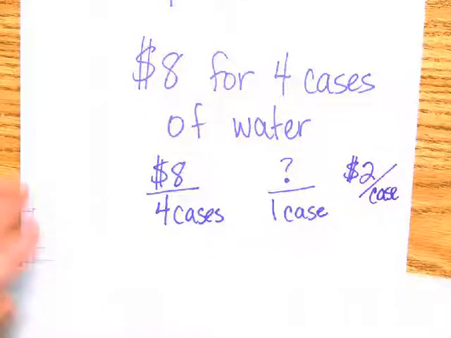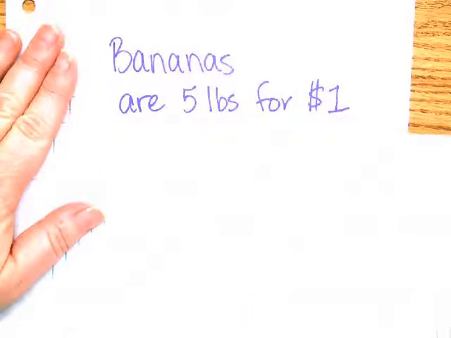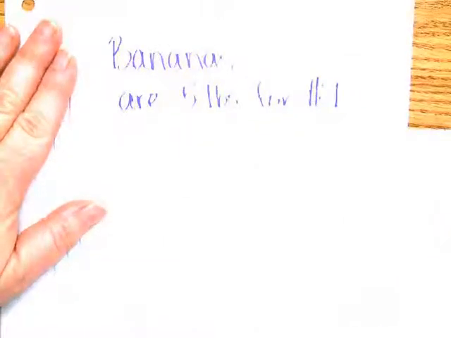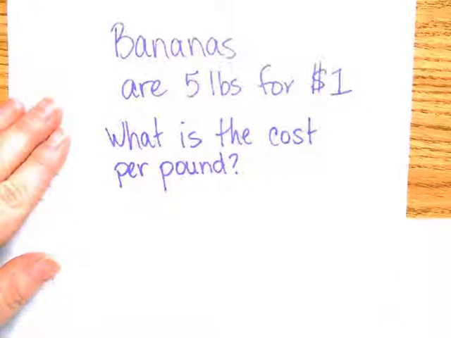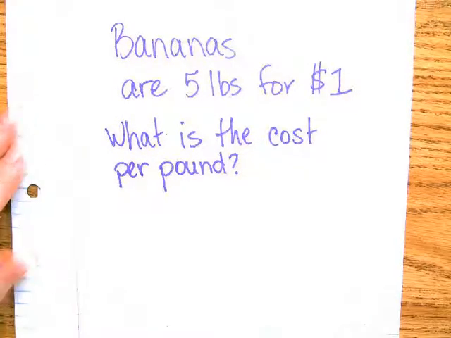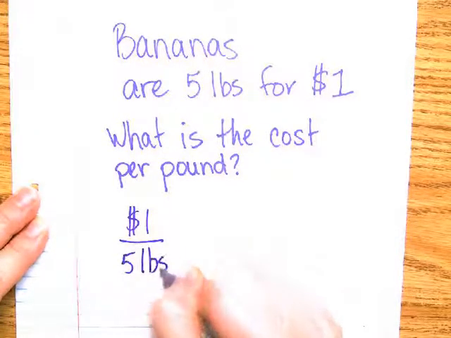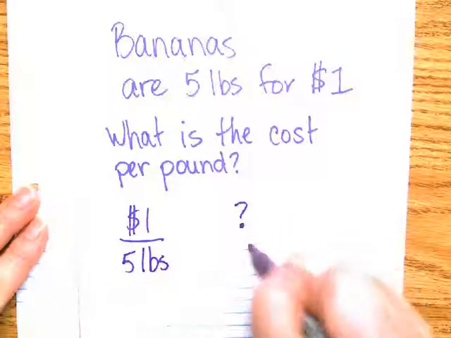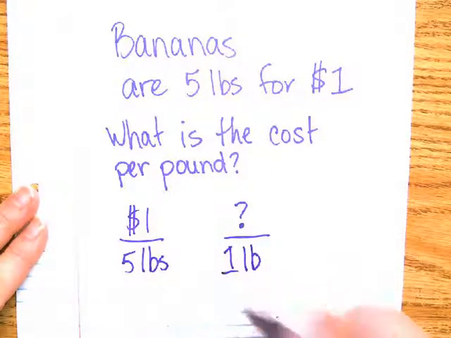All right, so let's take a look at another example. What if we knew that bananas are on sale for 5 pounds for $1? I want to know, what is the cost per pound? Well, I know that I'm spending $1 for 5 pounds. I want to know, what is it going to cost me for just 1 pound?